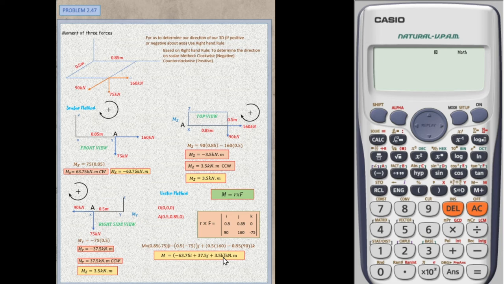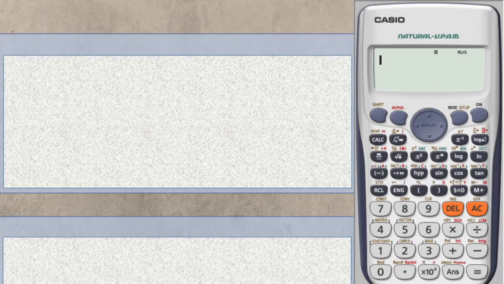I hope this is a clear explanation. I'm not going to use a calculator to solve it. We are going to create lots of problems about this. I just explained the right-hand rule, so I hope that clears you up. And yeah, this is our problem 2.47. Okay, so let's try to solve problem 2.48.